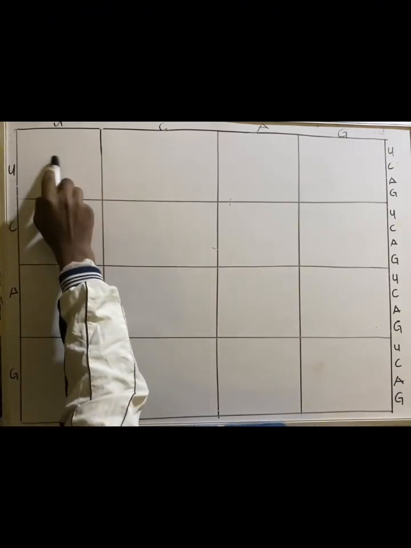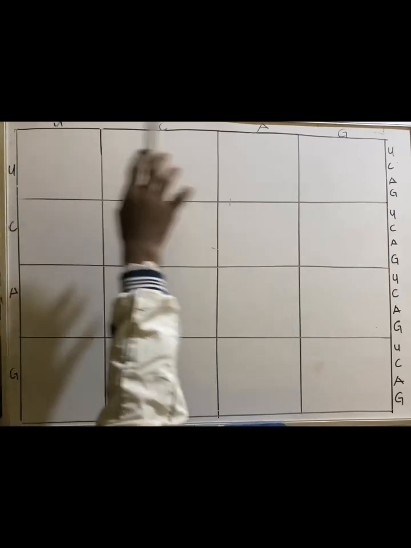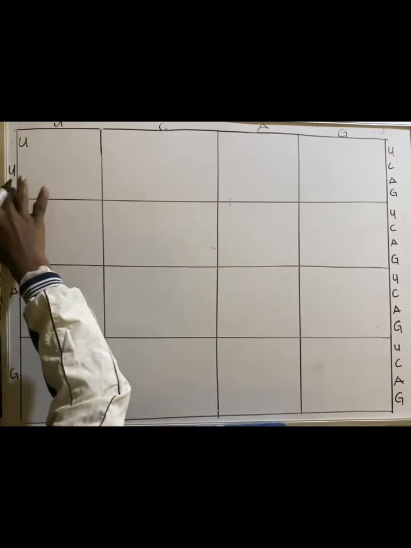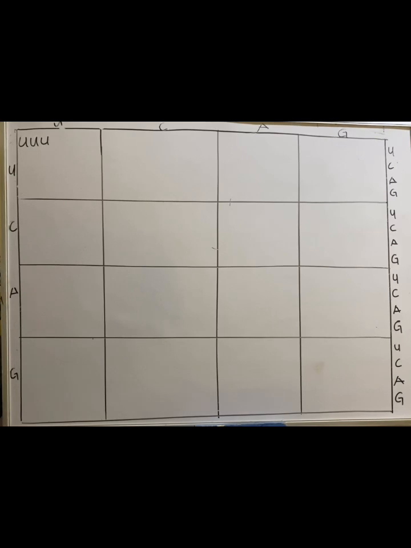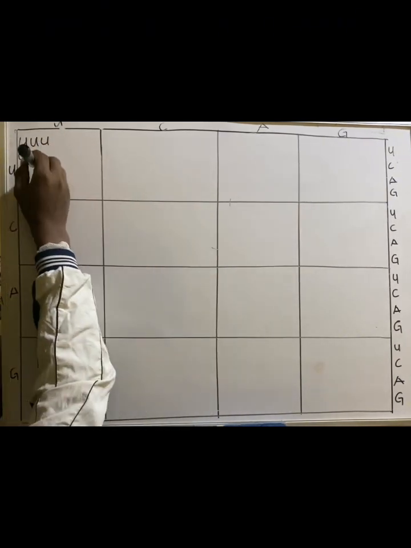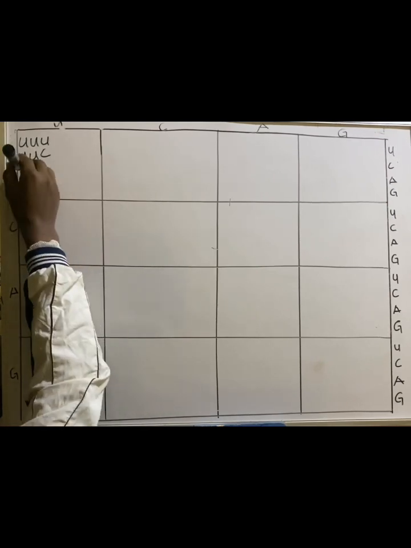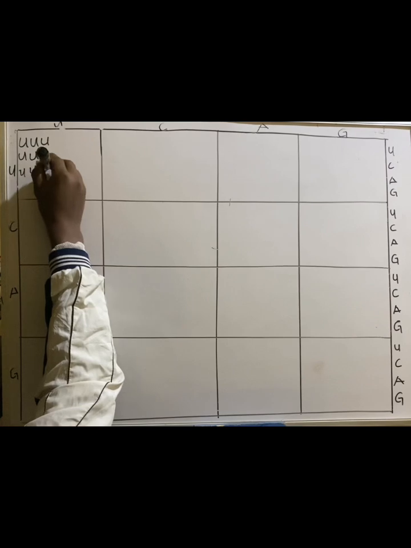So we know that the codon has 3 parts. The left side of the boxes is the first part, the second part is the top, and the third part is the right side. Starting with the box at the left top corner, you'll be putting U there, and then the U at the top will come, and then the U at the right side. So the second U and the third U, and you will come down and put the first U, the second U, and C. So you see how we go about it.